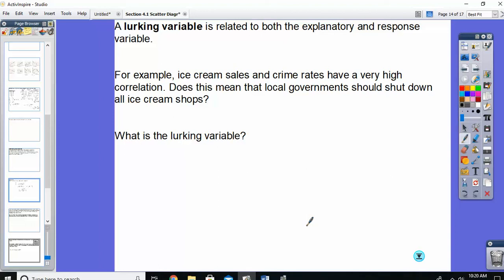Now, that's not saying that's what caused both of those, but that is a lurking variable that you would take into account. So just be careful. Don't say one is causing the other. There's a relation, but we don't know what it is, because there are other things that could be factoring in.